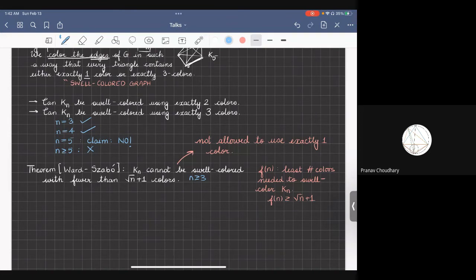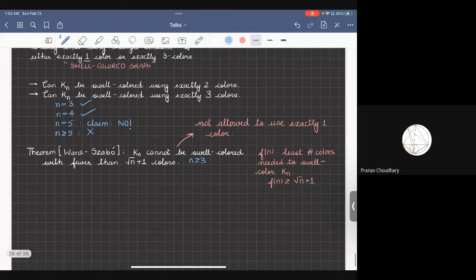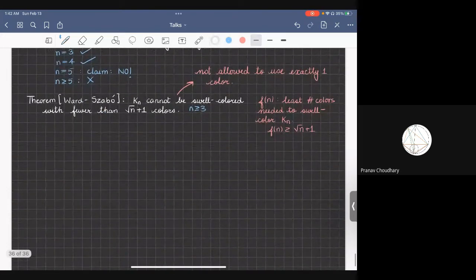By PHP, let the vertices be C1 to Cn. We take n to be k square first. Sorry, let's say n is k square plus 1 for now. So then your vertices are C1 up to Cn. You have to prove k colors doesn't work.